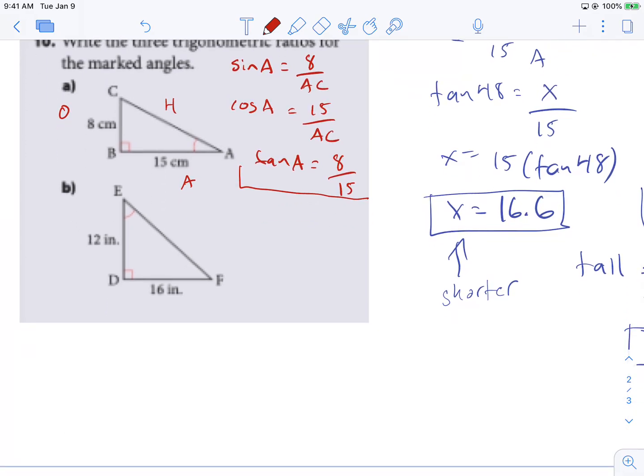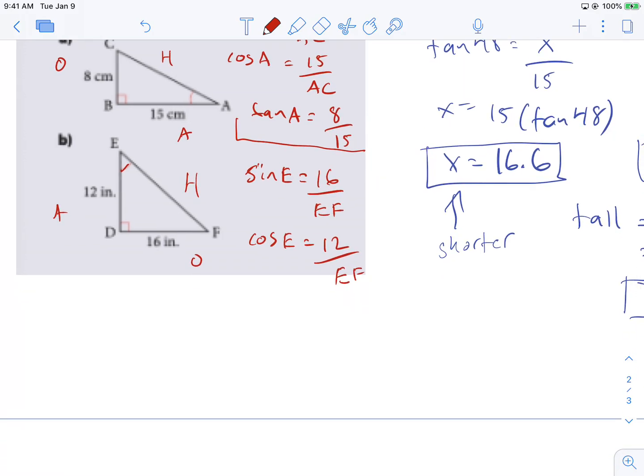Okay, our next one, if we're looking at it from this angle, this is our hypotenuse, this is our opposite, this is our adjacent. So our sine of E is our opposite over hypotenuse, which is 16 divided by our hypotenuse, which is EF. Cosine of E is our adjacent, which is 12 divided by EF, and then our tan of E, which is opposite over adjacent, which is just 16 over 12. And that is solutions for number 5 done.